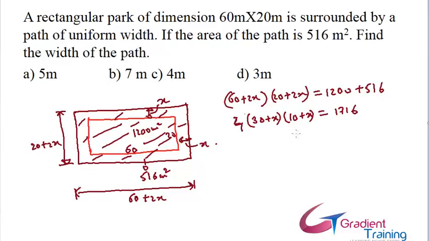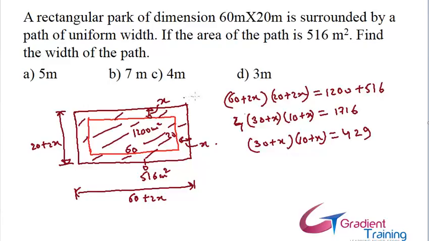And that is where many students make mistake. They open the bracket over here and they get a lengthy quadratic equation, they solve that quadratic equation and get the answer, and they feel very happy that they have got the answer after such hard work. But how can we reduce our calculation here? So we have (30 plus x) into (10 plus x) equals 1716 by 4, and 1716 by 4 would be 429.